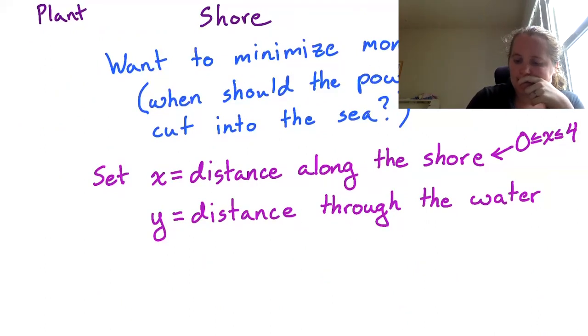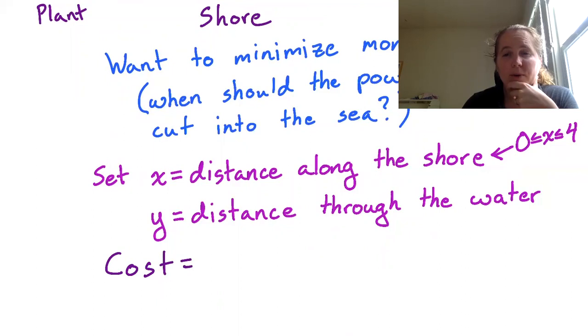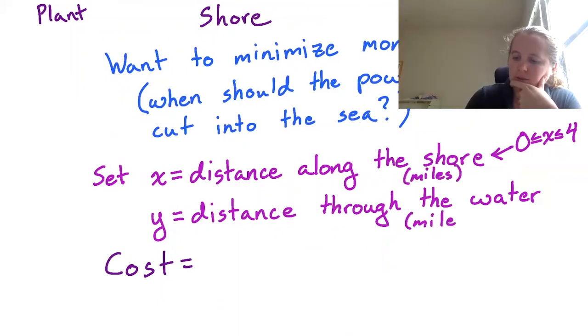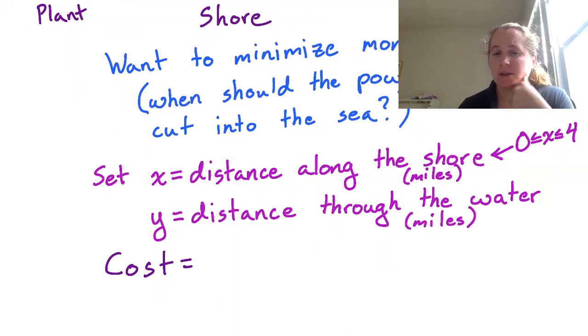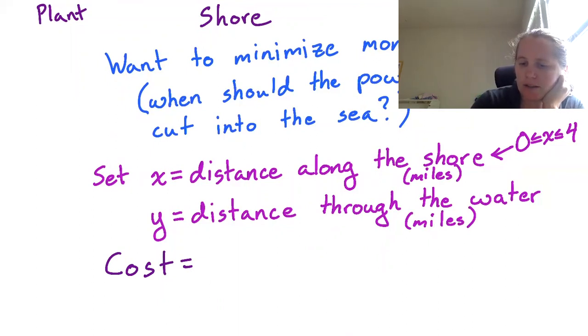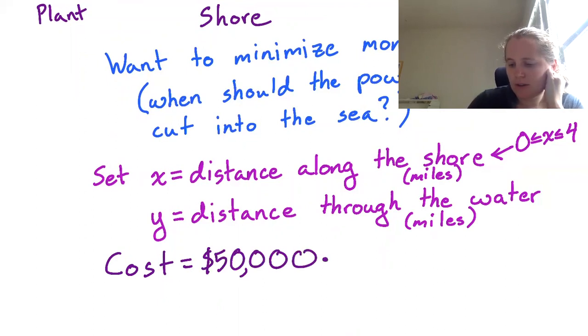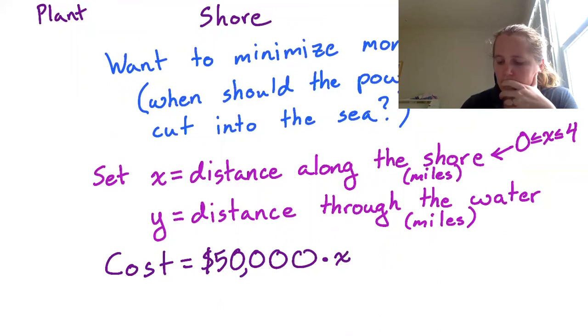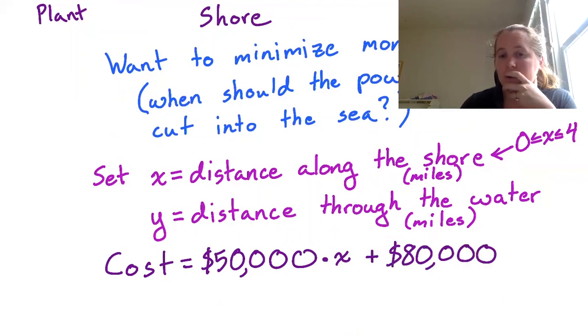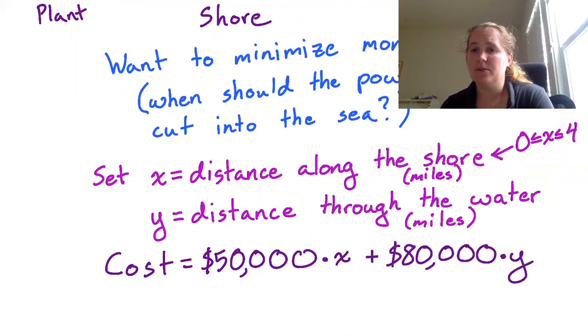Now we can go ahead and set our cost equation. So the cost, we have $50,000 per mile. We should also specify these are in miles. All distances we've been given in this problem are in miles, so we don't have to do any conversions. So the cost, we should have $50,000 per mile along the shore times our x miles along the shore. And then we will have $80,000 per mile through the water times our y miles through the water.